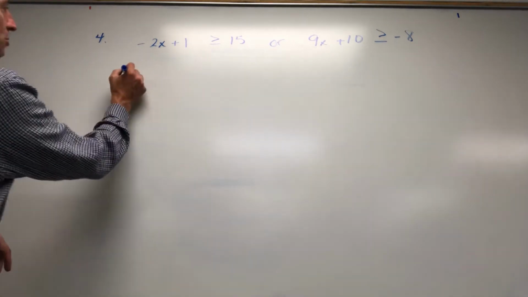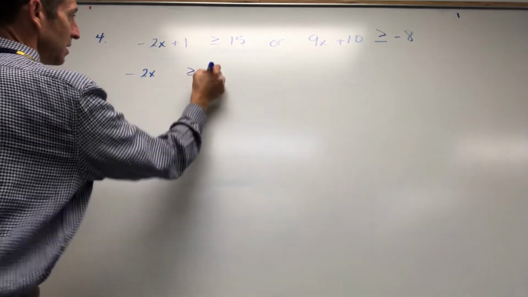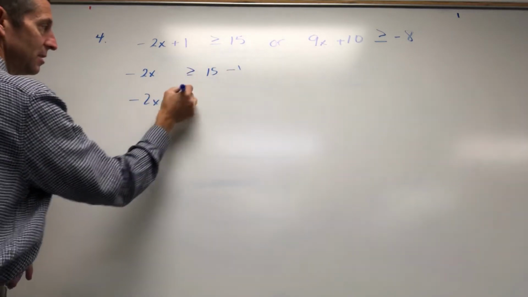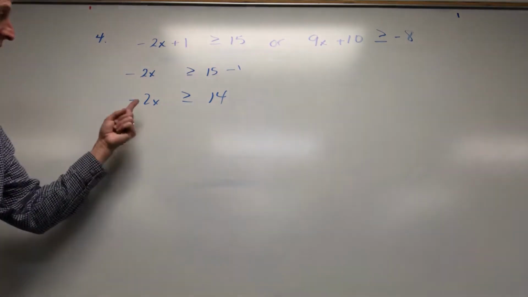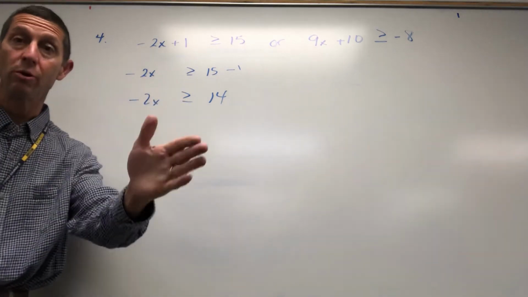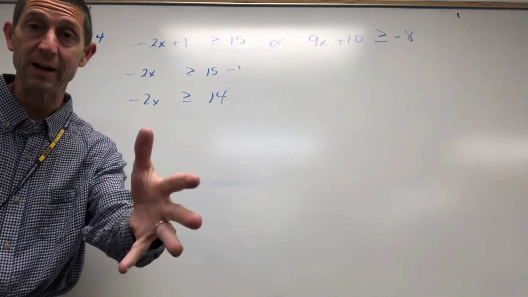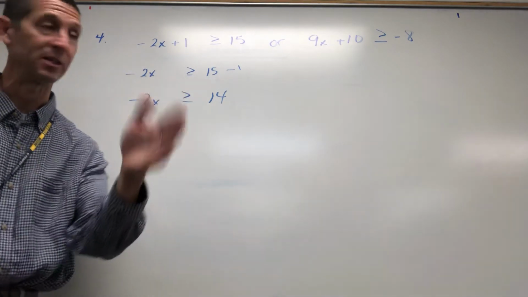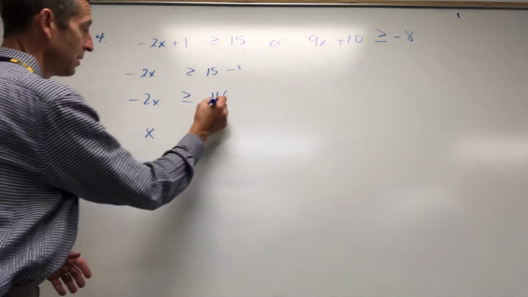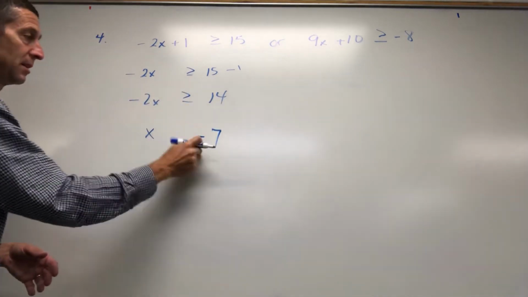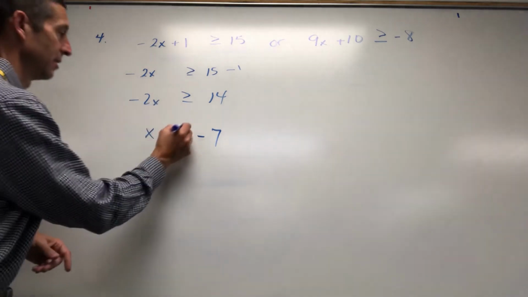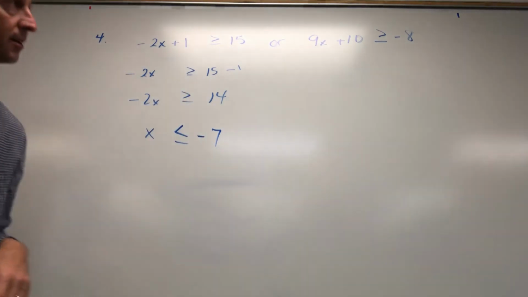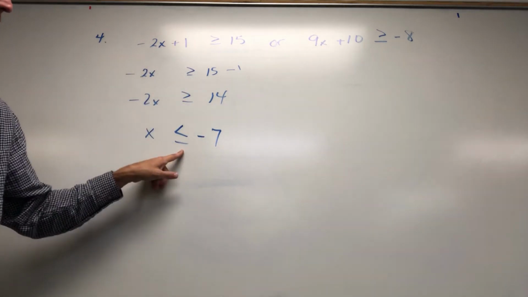Okay, let's solve for this real quick. How about negative 2x is greater than 15 minus 1. Uh-oh, inequality. This is a negative 2. You are about to divide by a negative. If you divide by a negative, you've got to change the sign. So when we divide by the negative, 14 divided by negative 2 gives me negative 7. It was greater than, now less than. So dividing by a negative, change the sign.